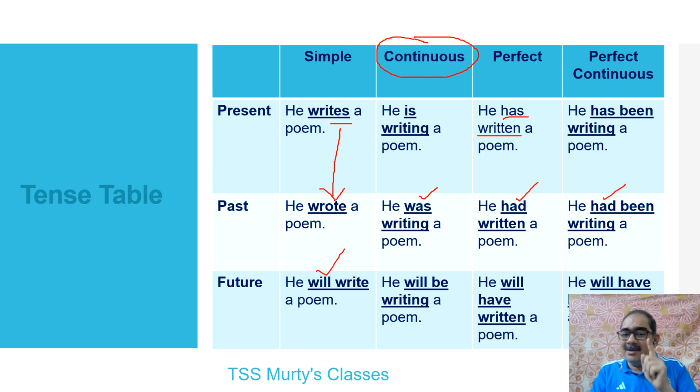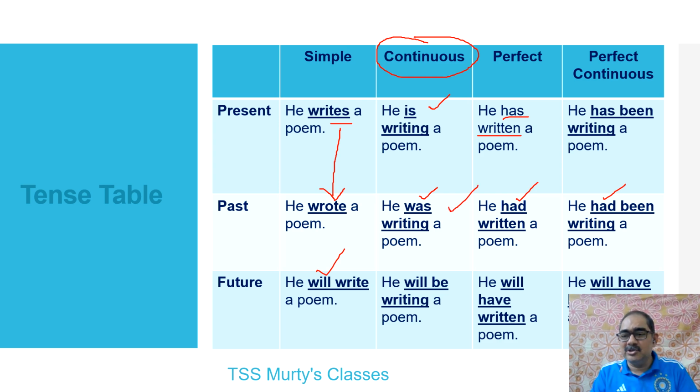What else is common? Is, was, and be. What are these three? Be forms in other ways. So what are the present tense forms of be? Am, is, are will be used in present continuous. What are the respective past tense forms? Was, were will be used in past continuous.